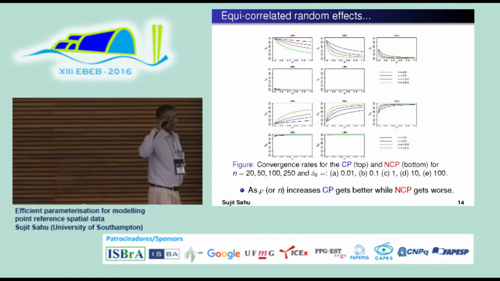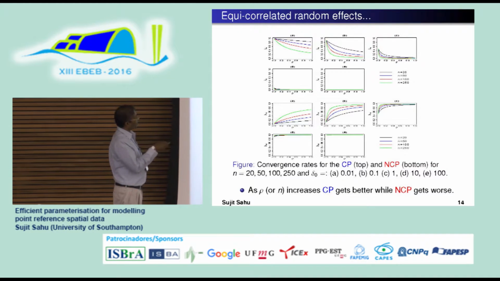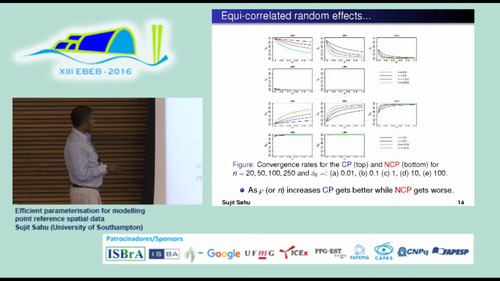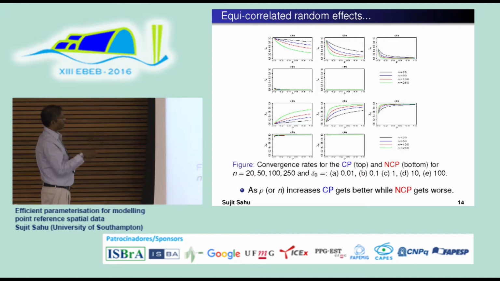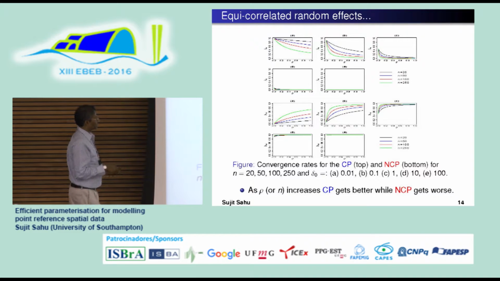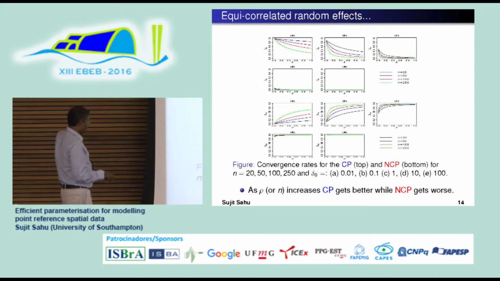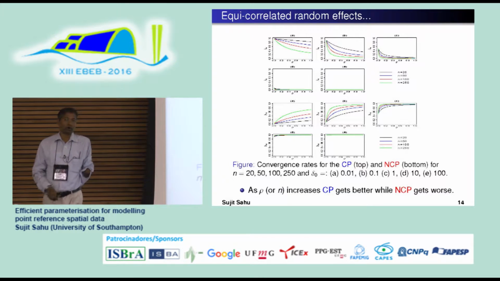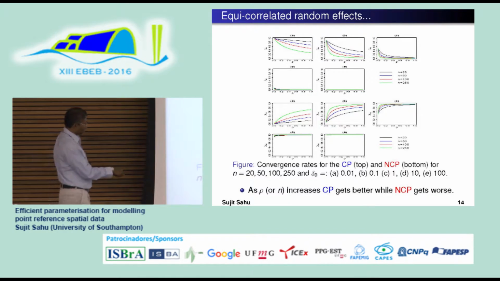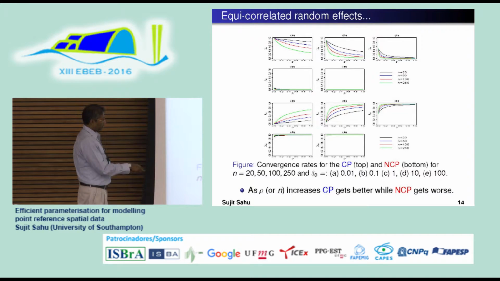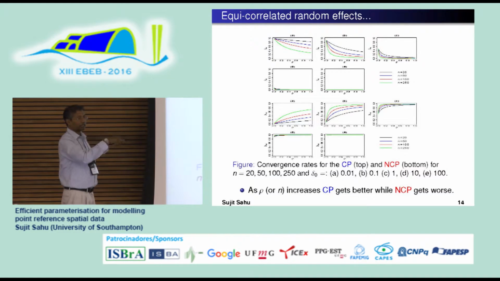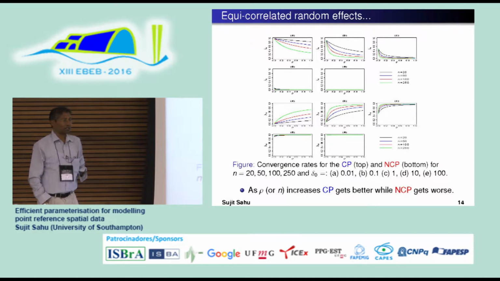So we illustrated. I'm sorry about the color of the pictures here. The first block of plots are for convergence rates for the centered parameterization, and this is for the non-centered parameterization. What you will see is that as rho, the correlation you assume between the random effects, or n, the number of data points, that plays a role as well, increases, CP gets better while NCP gets worse. CP gets better because all these rates are coming down. So this is rho plotted here. As you increase rho, the rates are coming down. So introducing more correlation is allowing you to converge faster.